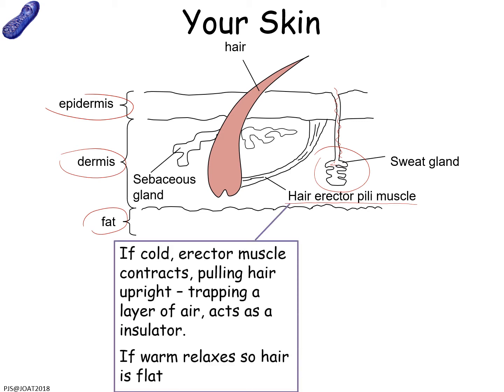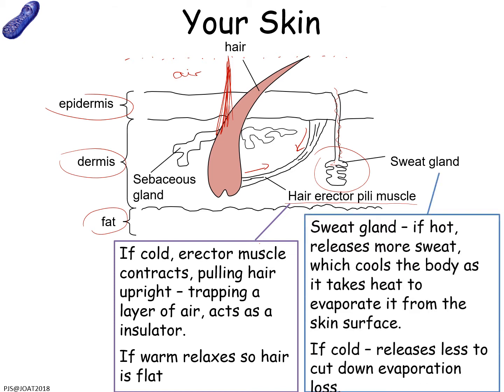Okay, so if it's cold, this muscle here will contract, which means that it will get shorter. So it will become smaller this way, which means that it will pull this hair. So it's no longer at this angle, it's now going straight up like that. And what that means is that it traps, because there will be lots of them, a layer of air in here. Tiny layer of air, but nevertheless it works. And if it's warm, it just relaxes so that it lies flat.